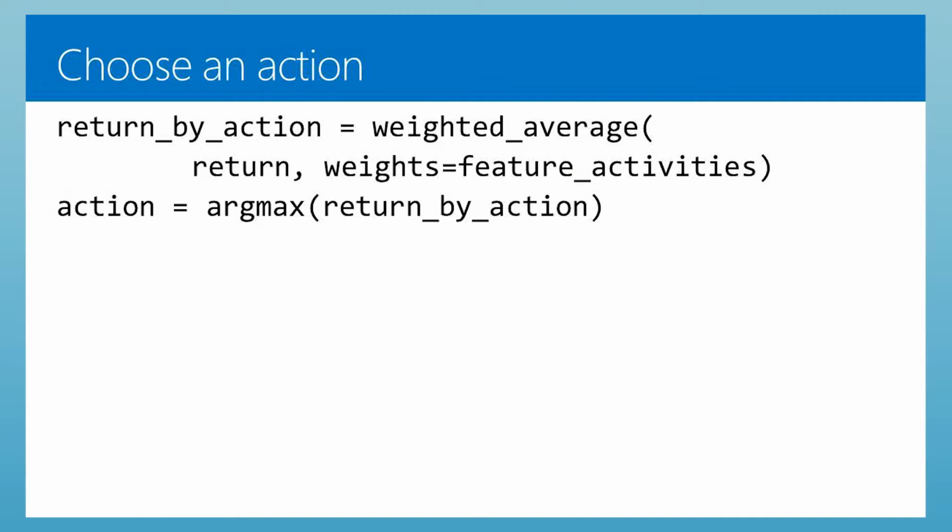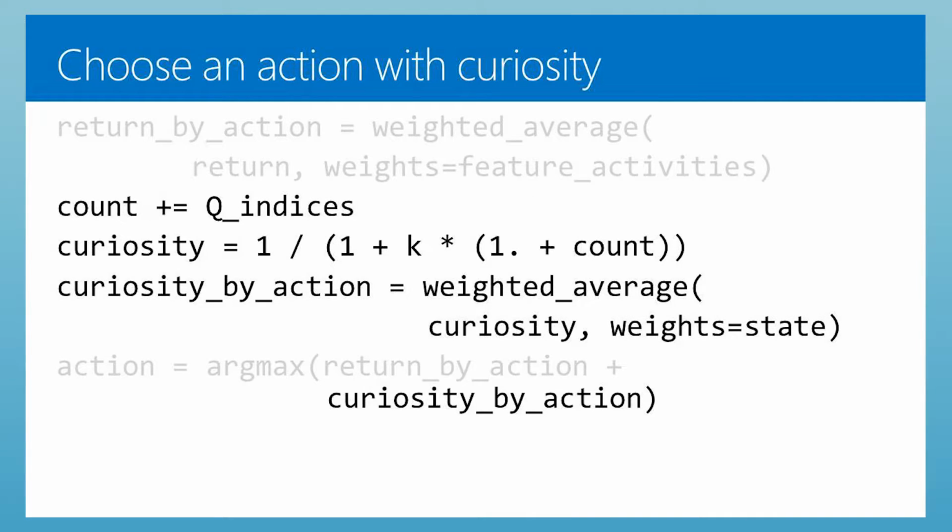And again, here's the simplified Python. The expected reward or return by action is just a weighted average of the return, where the weights are the feature activities. And then the action is simply the row that has the maximum value of the expected return. Here's added in the code that's associated with curiosity. And I won't step through it in detail, but you can see it also is not very complex. It's related very much to the count, the number of times that feature action pair has been active. So the more times that something has been tried, the less curious the agent is about it.